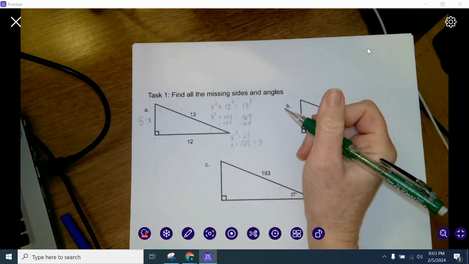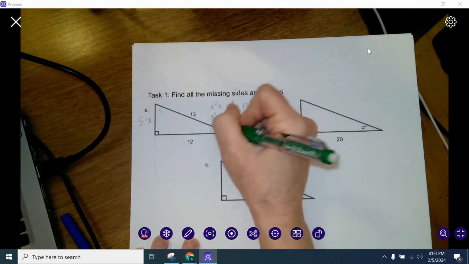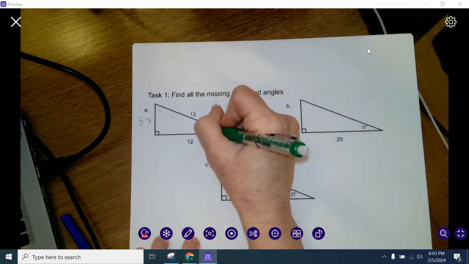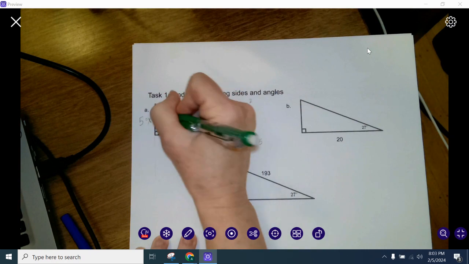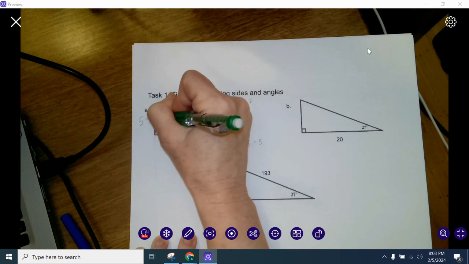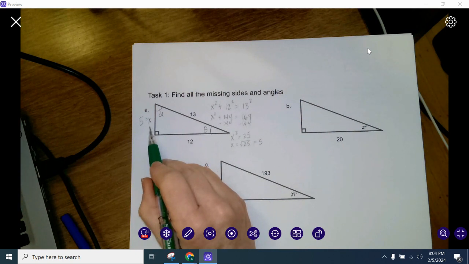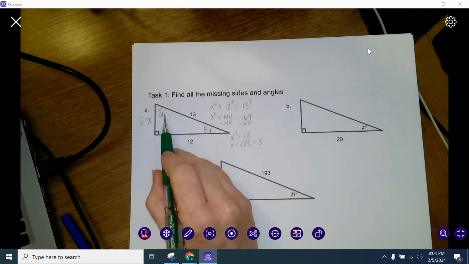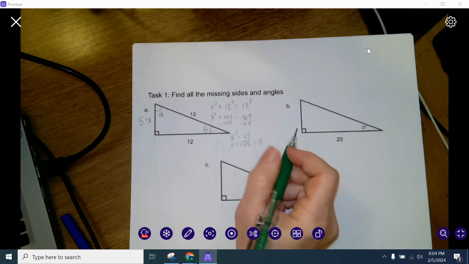Okay, now though, I need to figure out the missing angles. So usually for angles, we use Greek letters. Theta is a Greek letter, so I'm going to use theta. For this one, I'm going to use a different Greek letter. I'm going to use alpha. This is the Greek letter alpha. So just like we use x, y, and z all the time for variables, that's from the Latin alphabet, I can also use letters from the Greek alphabet. So this is alpha, this is theta. They're just letters from the Greek alphabet.